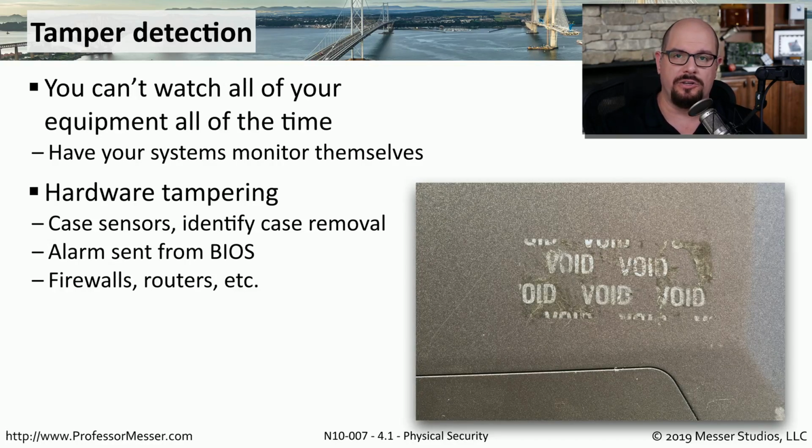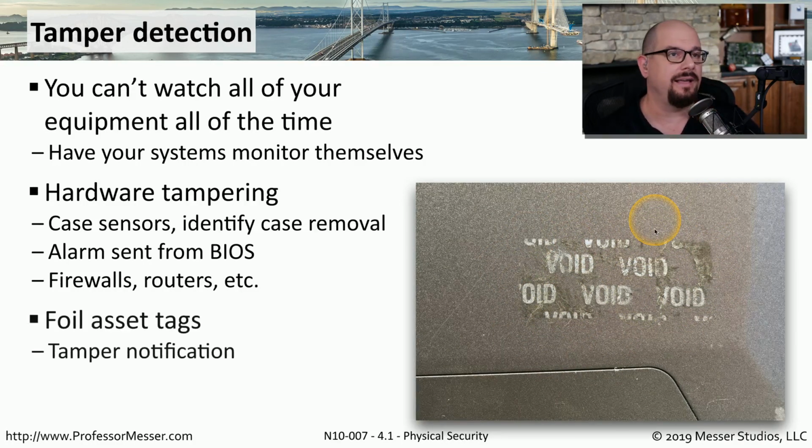We would put tamper detection, and if anybody opened the case of that server, they would have to either cut or remove it. When they cut or removed it, we would, of course, see the cut. If they removed it, then we would see the message that was left underneath. This one leaves a message that says void underneath that asset tag. That's a foil one that has tamper detection on it. There are also digital versions of these that, when you restart the server, will tell you if somebody had opened the case and put the case back down again.